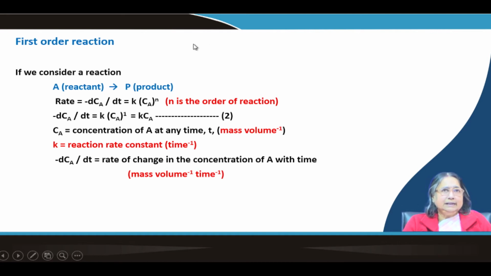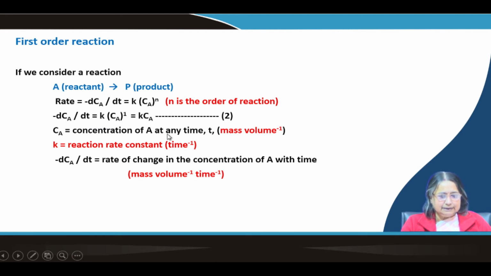Now, in case of a first order reaction, this is the rate expression. Again, it is the simplest reaction we have considered. Rate is nothing but k into Ca to the power n, where n is the order. When it is a first order reaction, n is 1. So, minus dCA by dt is equal to k into Ca.